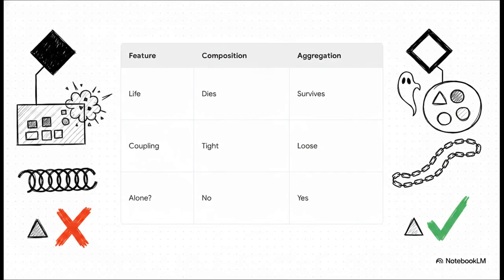When you put them head-to-head in a matrix, it really all comes down to survival and independence. Composition strongly owns the parts, and they die when the whole dies. Aggregation merely groups the parts and lets them walk away if the whole goes down. It's tight coupling versus loose coupling. And visually, you've got that filled diamond for solid ownership versus the hollow diamond for flexible grouping.